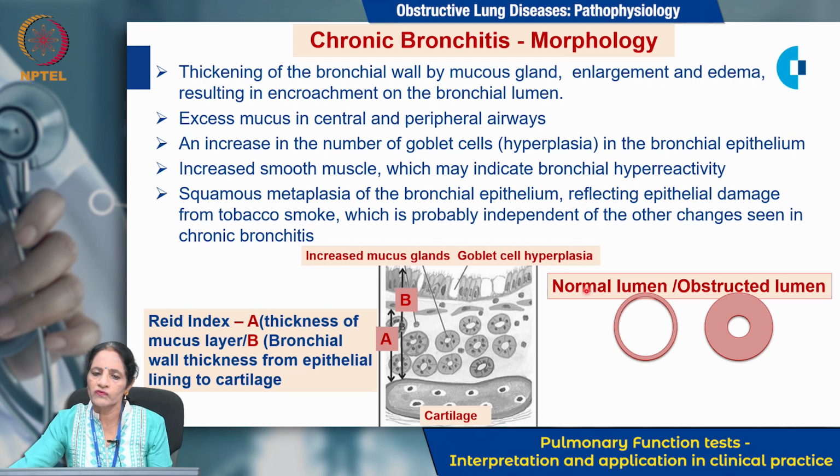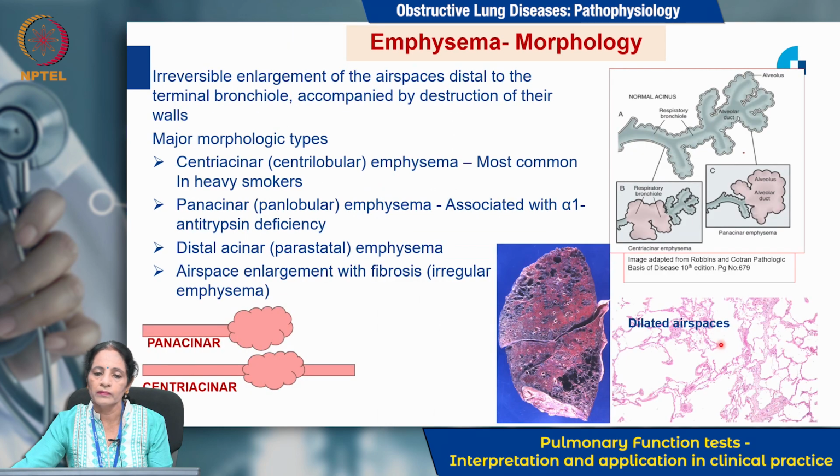And in case of chronic bronchitis, this is what actually happens. This is a normal lumen where it is patent, airway patency is maintained. But when there is chronic bronchitis, because of smoking, epithelial damage, inflammation and mucus secretion, the lumen is narrowed and there is a very small pinhole, and this leads to chronic bronchitis.